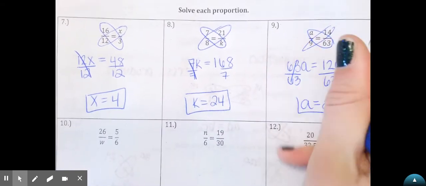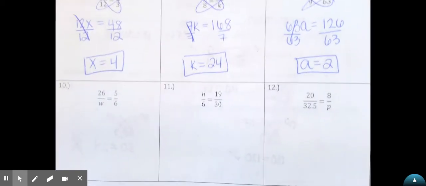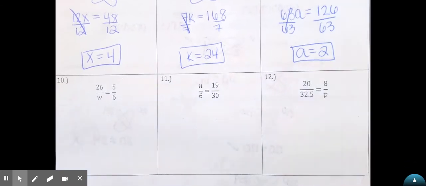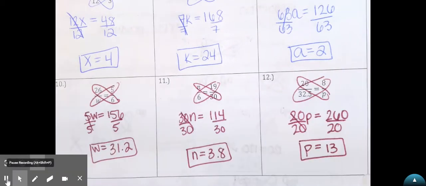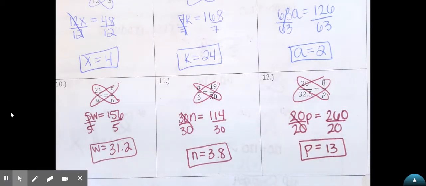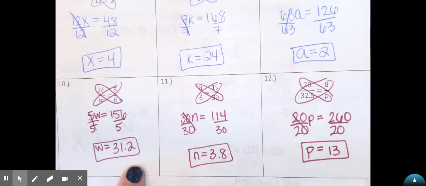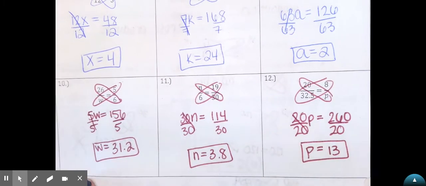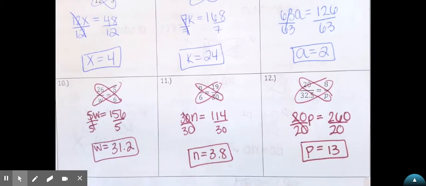All right, I want you guys to try 10, 11, and 12. Pause the video at this point, give them a try, and then you'll check your answers. All right, check your answers for 10, 11, and 12. It's okay if you have the number on the left and the variable on the right. So for example, in number 10, if you have 31.2 equals W, that's equivalent, totally fine, 100% acceptable.